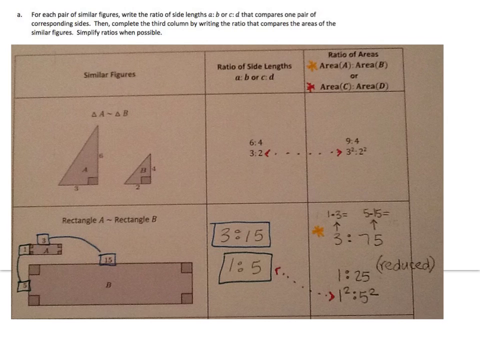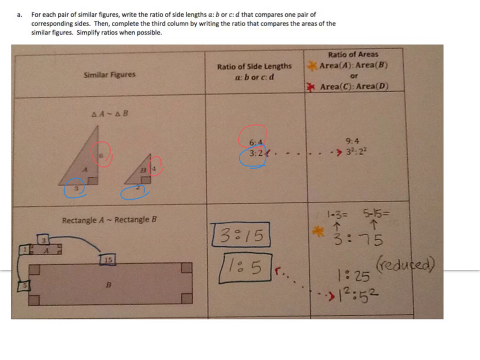For each pair of similar figures, write the ratio of side lengths, A to B or C to D, that compares one pair of corresponding sides. Then complete the third column by writing the ratio that compares the areas of the similar figures. Simplify the ratios when possible. This first one was done for you. We have 6 to 4, and we also have 3 to 2.